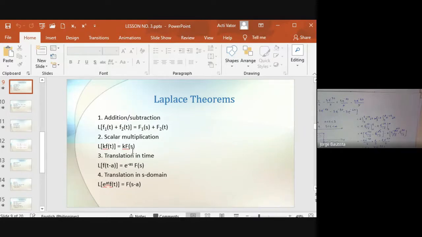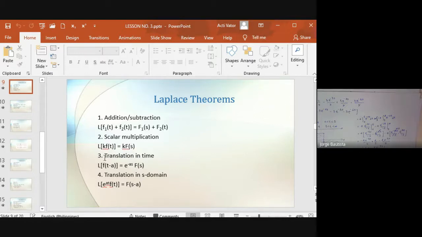Next, number 2, scalar multiplication. Ito, ginagawa na natin to. Yung function mo, mayroong constant. So ang ginagawa, nilalabas yung constant na k, and then kinukuha yung Laplace ng natitirang function.